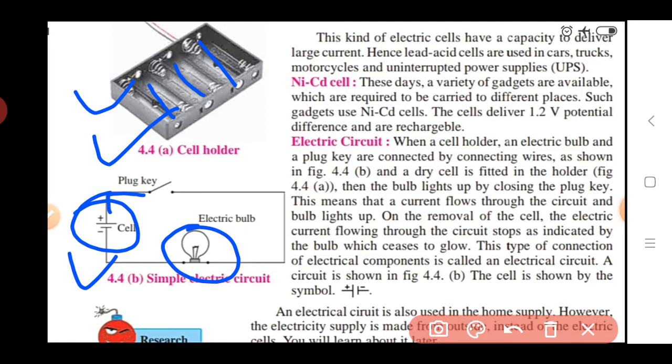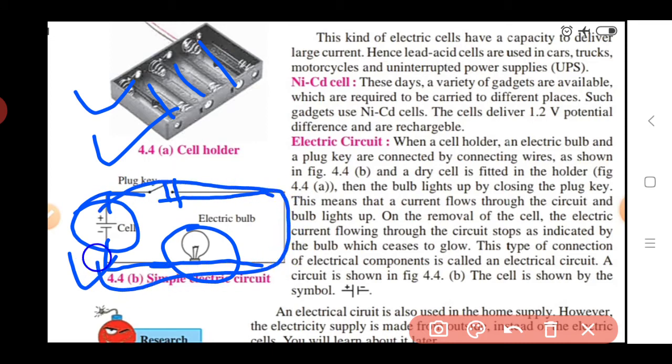Then we see here one end of the wire is connected to the negative end of the cell, and the bulb is kept in that circuit in between these two positive and negative ends. When the plug key is on, then what happened? When these touch one another, the electric circuit is complete, and here higher potential charges start to flow to the lower potential. So electric current flows in that direction.